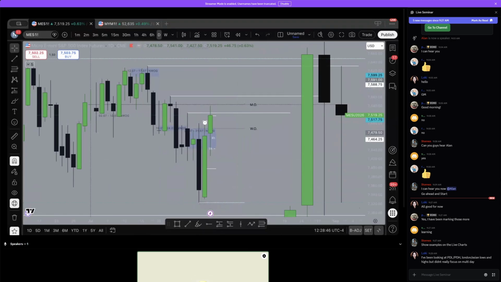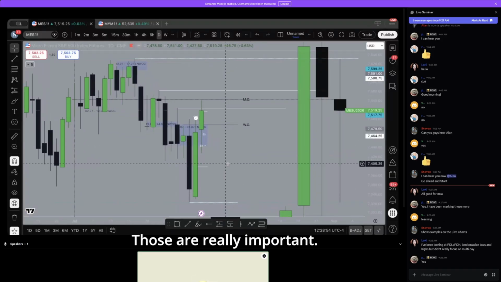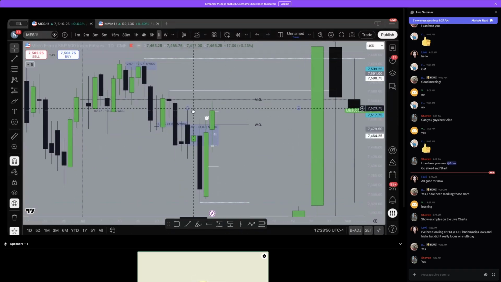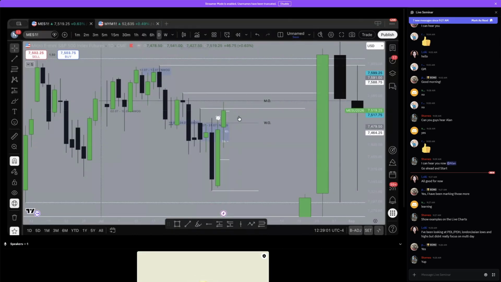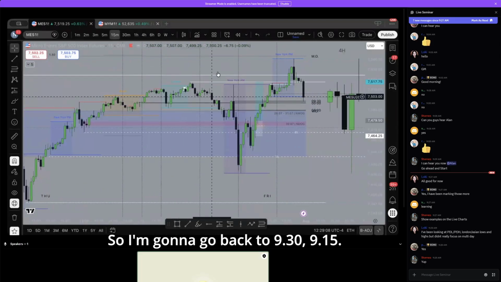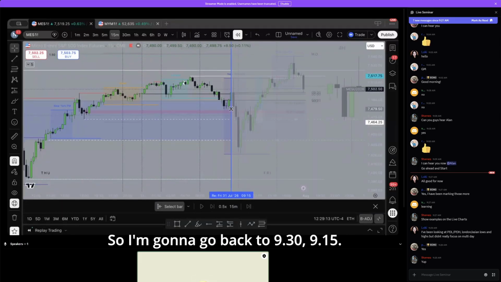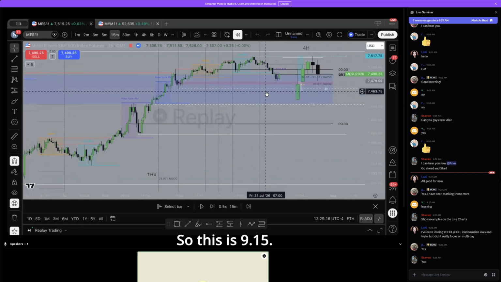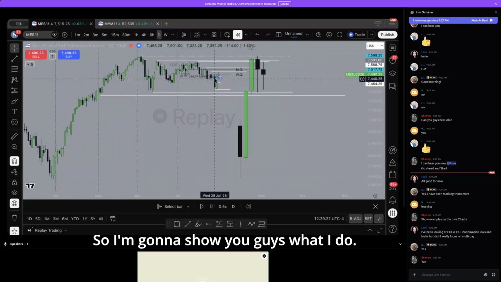Can you guys see my TradingView? Yeah, I like to focus on 4 hour and 1 hour swings. Those are really important. And for higher time frame bias, I like to use those daily swings. All right, so this is a daily chart. I'm going to go back to 9:15. So this is 9:15, what I'm looking at pre-market. I'm going to show you guys what I do.